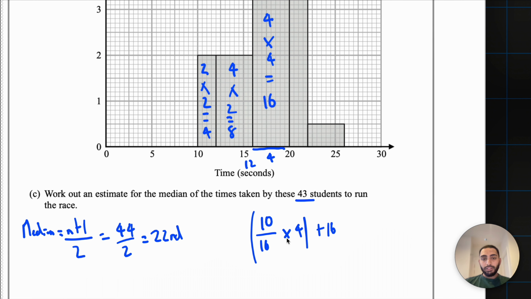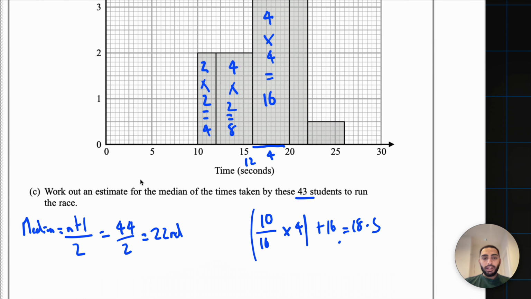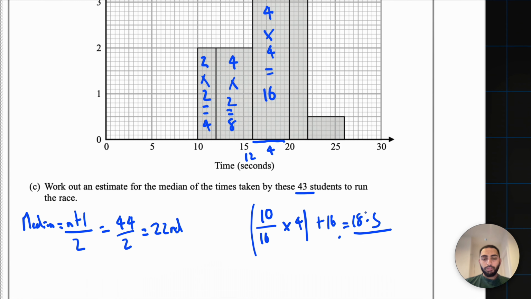This is finding the 10th position in this bar, and then we're adding it on to 16 because that's where we're starting off. So we're doing 10 over 16 multiplied by 4, which is 2.5, and add that to 16, which is 18.5. So the estimate for the median is 18.5.